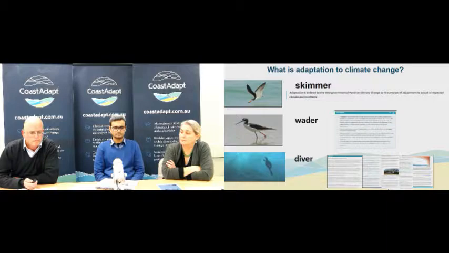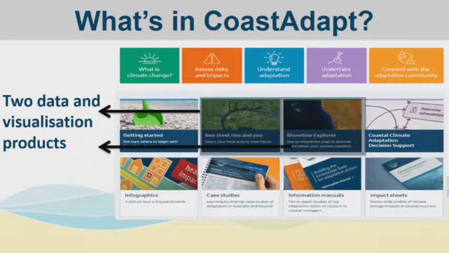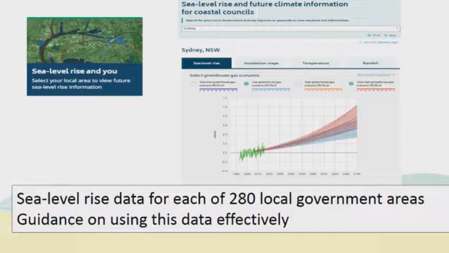So what else is in CoastAdapt? We provide quite a lot of data. We've got 2 data and visualization products, the first being Sea Level Rise and You. Sea Level Rise and You enables you to go into every local government around Australia and access sea level rise projections that were developed by CSIRO for that particular local government area. There's also, importantly, guidance on how to use this information. That is something we've really strived to do with some of the data and the information we provide, because it is quite difficult for many stakeholders to make sense of it.